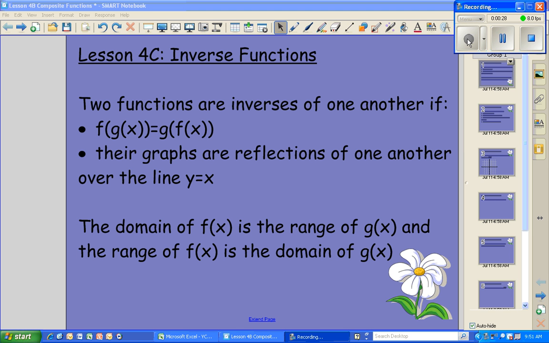And if you're looking at them graphically, then their graphs would be reflections of one another over the diagonal line y equals x. You also need to remember, although just because this happens doesn't mean they're inverses of each other, that for two functions that are inverses of each other, the domain and the range will switch places. So the domain of f of x becomes the range of g of x, and the range of f of x becomes the domain of g of x. All right, so we'll look at some more examples of what that means.